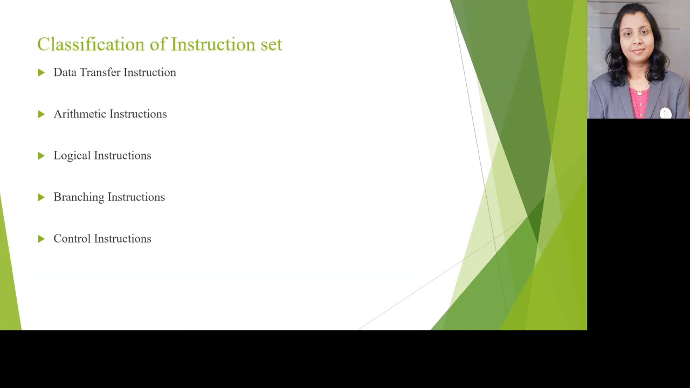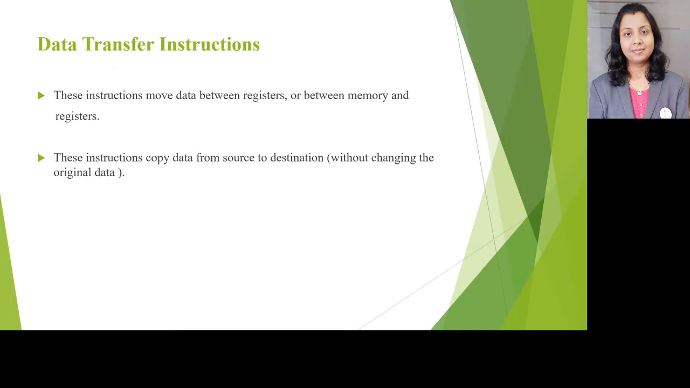The instruction set is classified into 5 groups: data transfer instructions, arithmetic instructions, logical instructions, branching instructions, and finally the control instructions. We'll be learning each one in detail. The first is data transfer instructions. These instructions move the data between registers or between memory and registers. These instructions copy the data from the source to the destination without changing the original data.